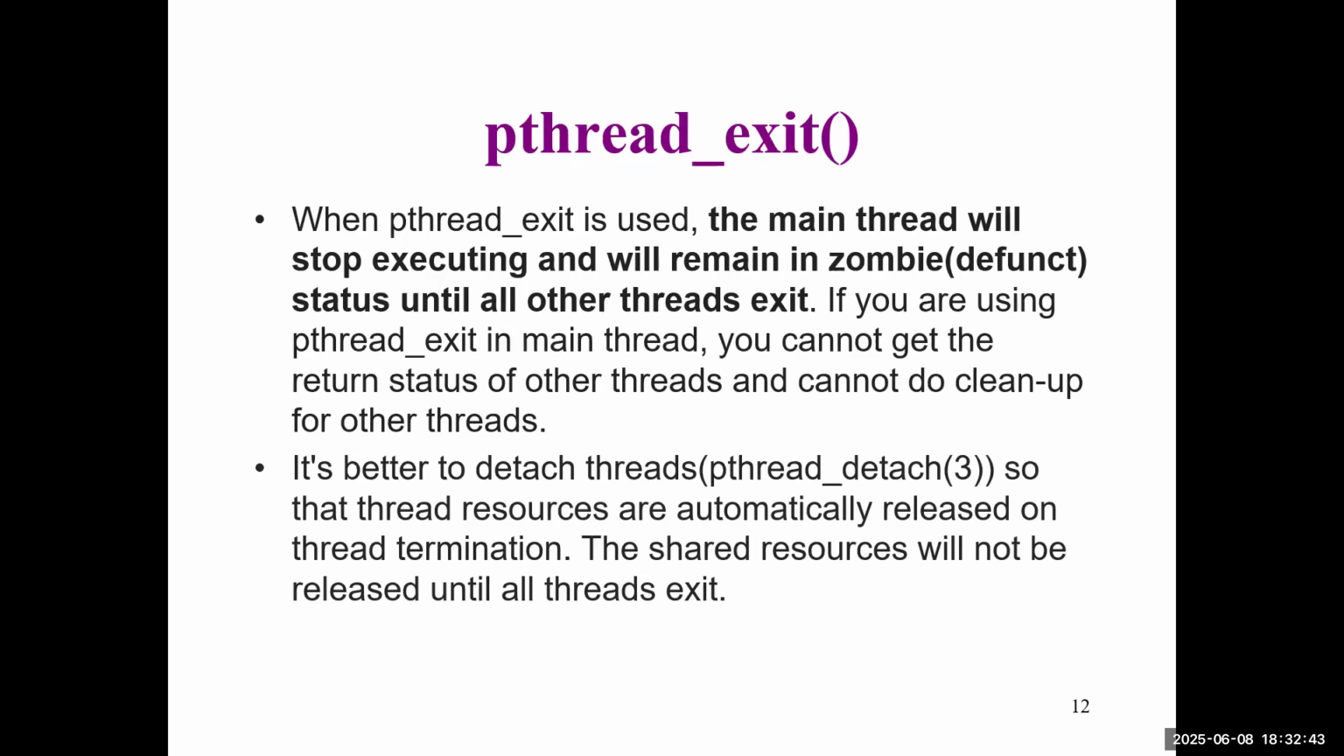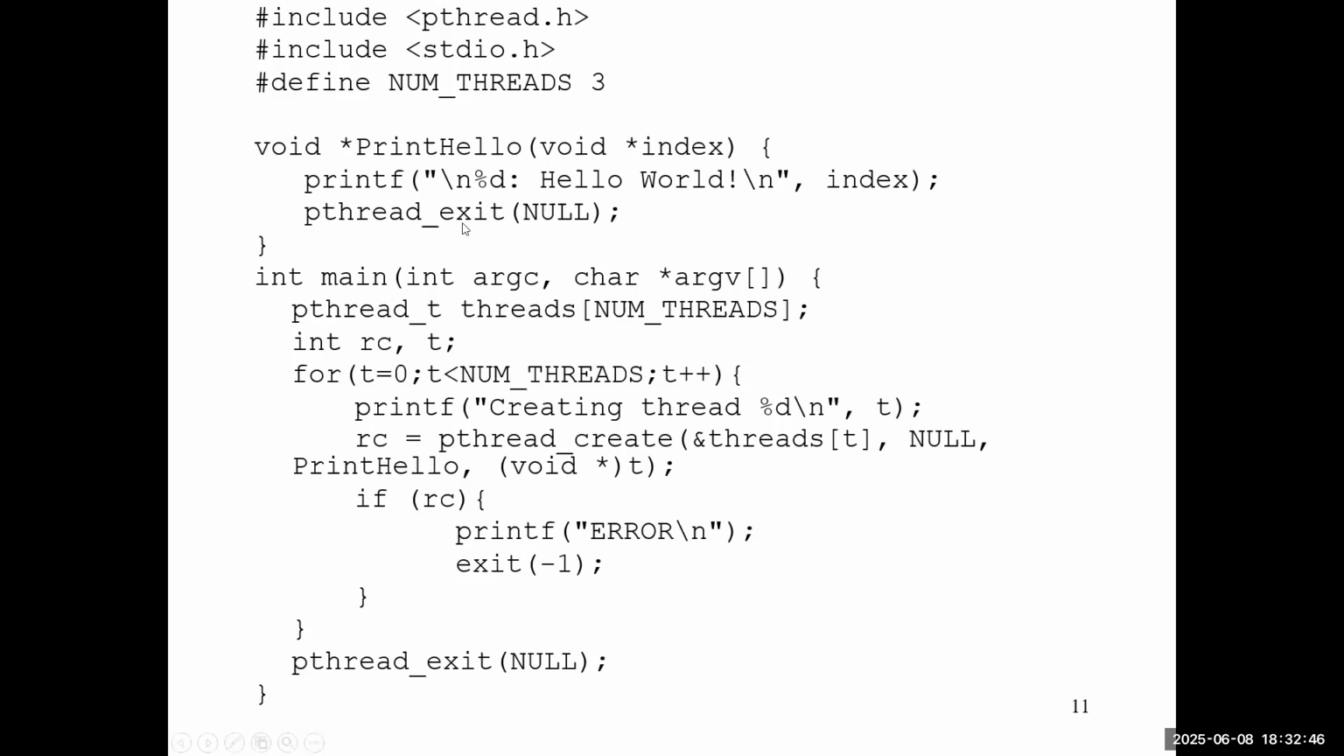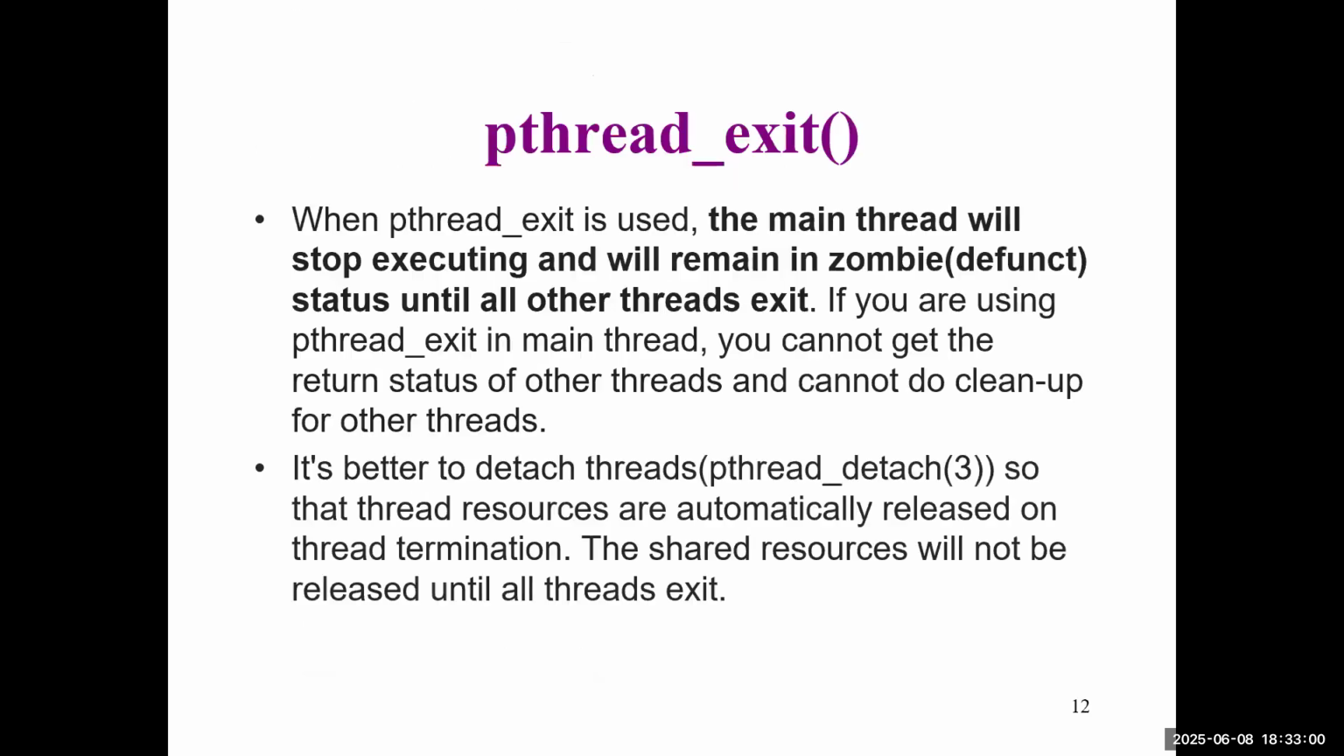Pthread_exit. Now, in this case, I did pthread_exit. Now, if I had done regular exit, the first thread to hit the regular exit would have ended the whole program. By doing pthread_exit, what I say is let the thread exit, but do not kill the process. The main thread will stop. In other words, whatever thread runs pthread_exit will stop and will remain in a zombie state until all other threads exit. It will sort of be hanging around doing nothing.